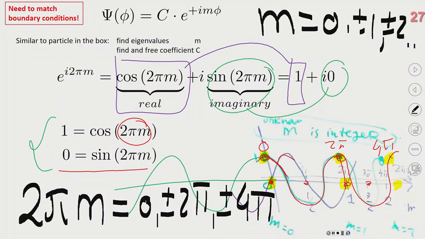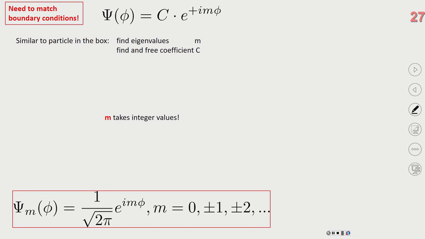From a modern point of view, the eigenvalue m equals these numbers, and then we plug this m into the function, and now we have the eigenfunctions of two-dimensional rotational motion. What is most important?